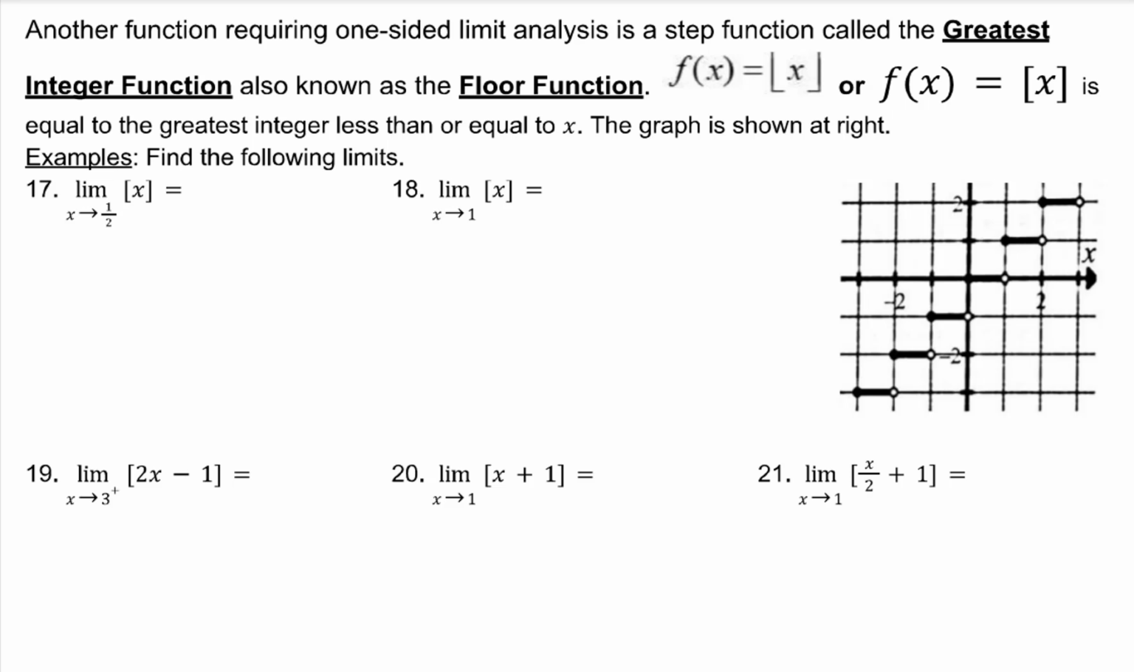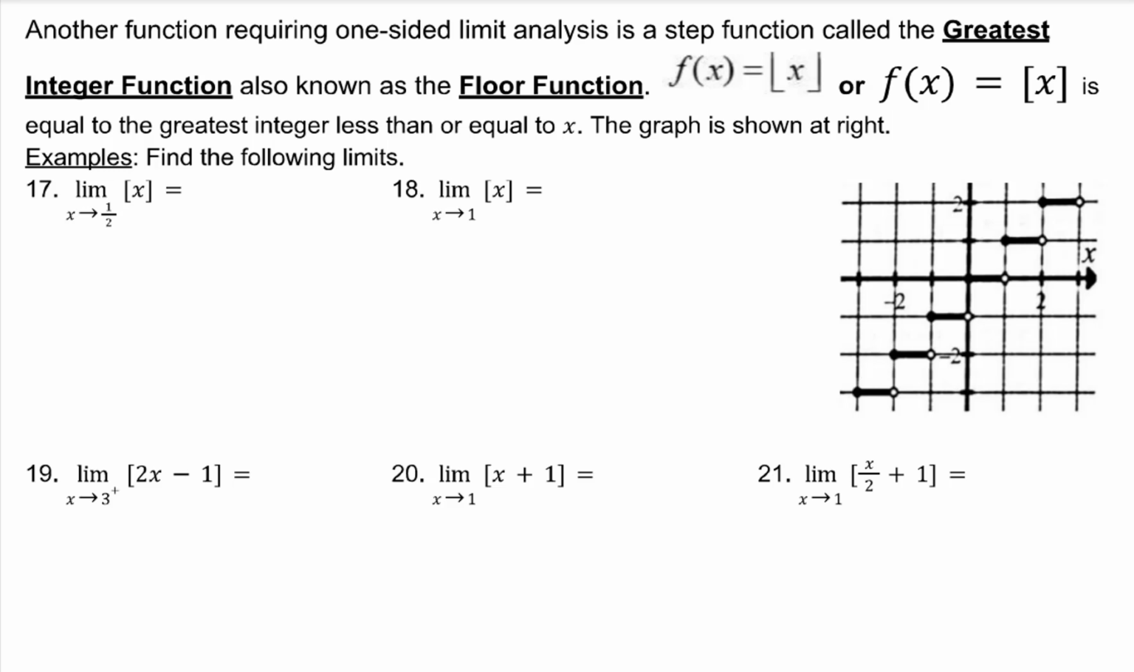Another function requiring one-sided limit analysis is a step function called the greatest integer function, also known as the floor function. It either has these halfway brackets like L's or full-on brackets. It means that whatever is inside of those brackets, find the greatest integer less than or equal to the thing inside of those brackets, and that will be your result.